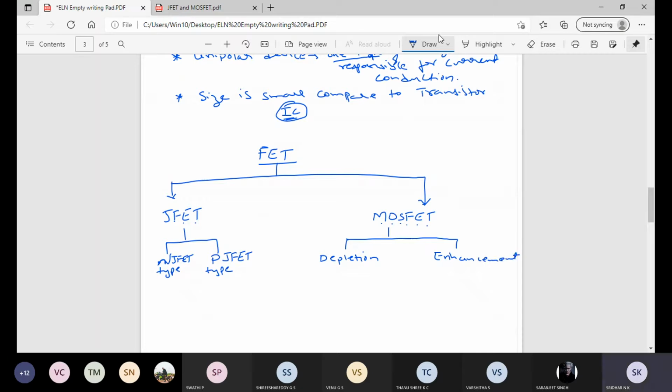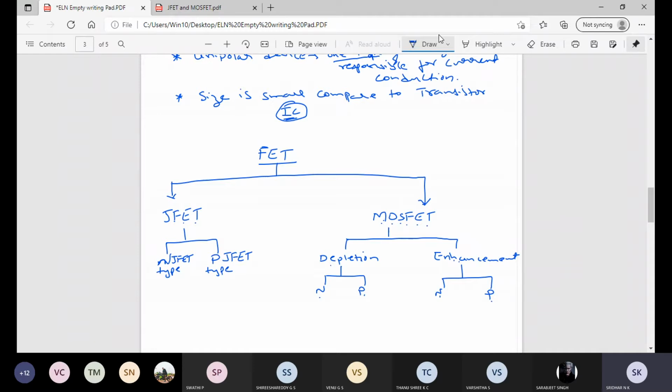Again, depletion is classified into two types, N channel and P channel. Enhancement is classified into two types, N channel and P channel. So you can term these as N channel depletion type MOSFET, P channel depletion type MOSFET, N channel enhancement type MOSFET, P channel enhancement type MOSFET.